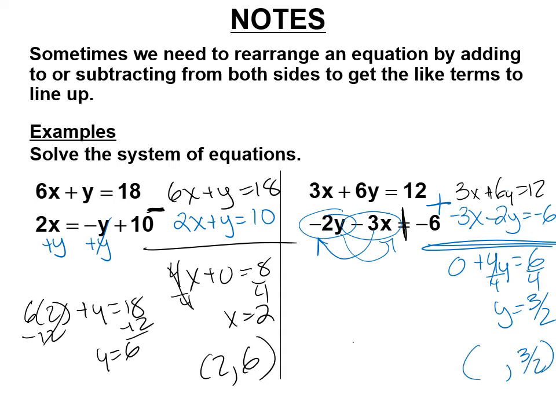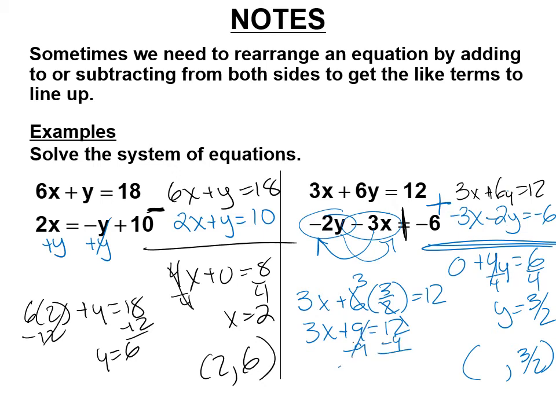Okay, and so then x, we're going to put it in the top one. So 3x plus 6 times 3 halves equals 12. I'm going to do a little canceling there. 3x plus 9 equals 12. Subtract 9 from both sides. 3x equals 3. Divide both sides by 3. And x equals 1. So those intersect at (1, 3/2) or (1, 1 1/2).